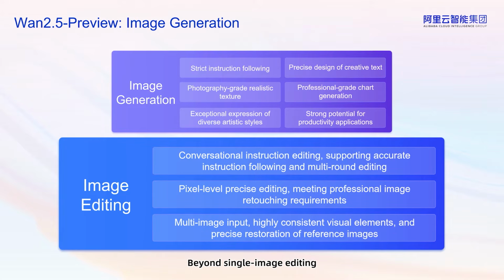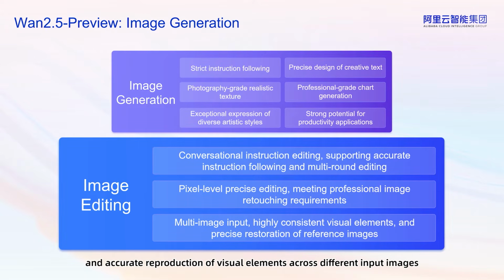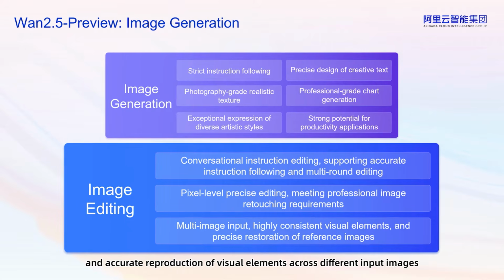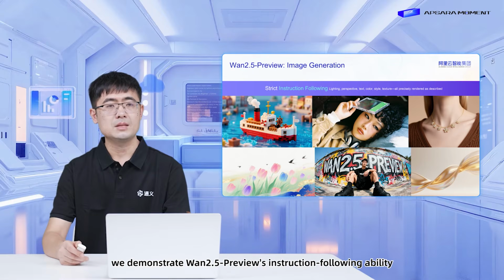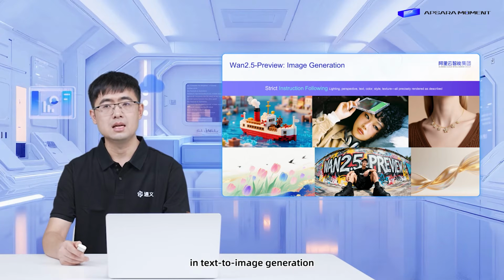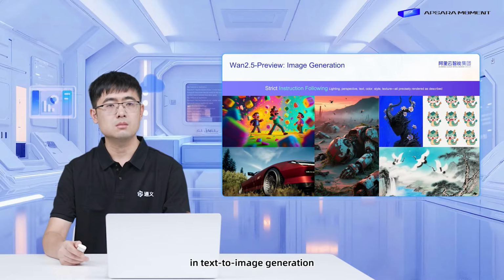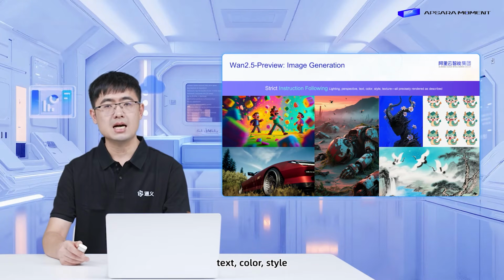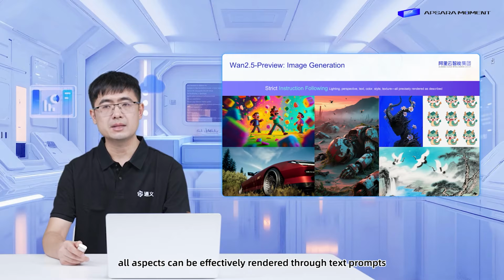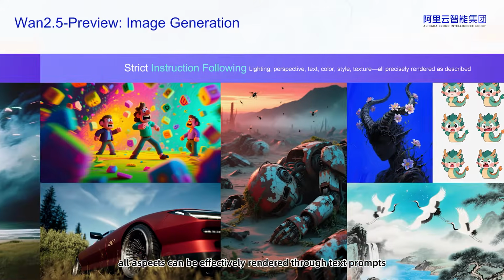Beyond single image editing, we also support multi-image input, ensuring high consistency and accurate reproduction of visual elements across different input images. Here, we demonstrate Wan2.5 Preview's instruction following ability in text-to-image generation. Whether it's lighting, perspective, text, color, style, or texture, all aspects can be effectively rendered through text prompts.